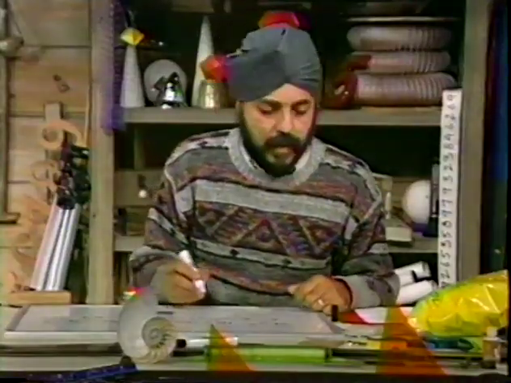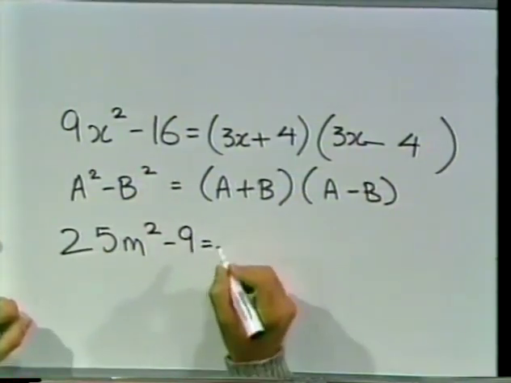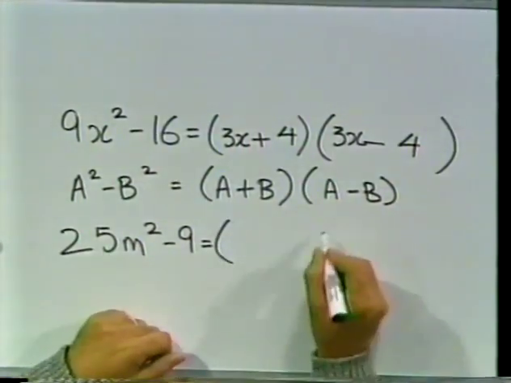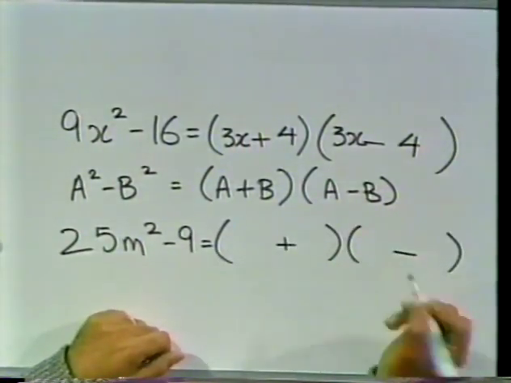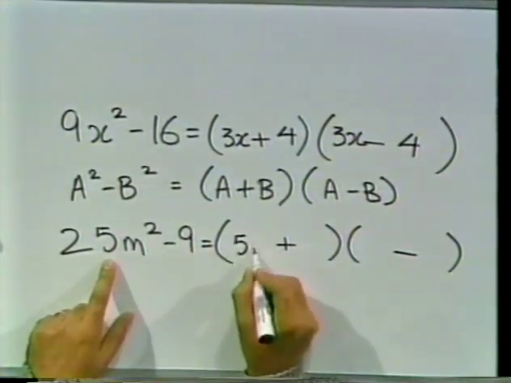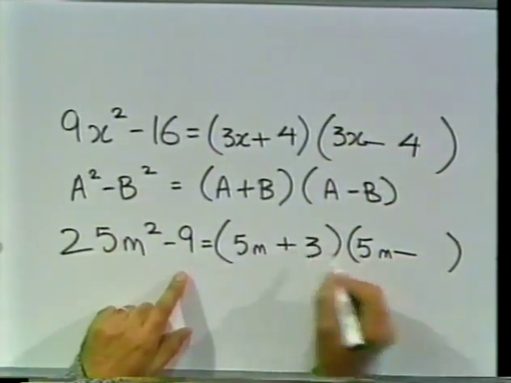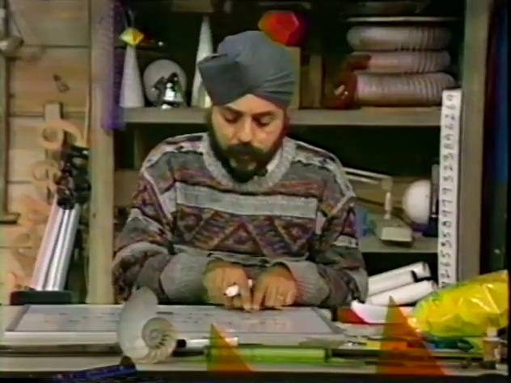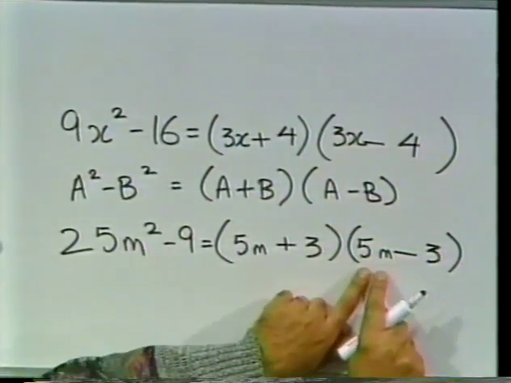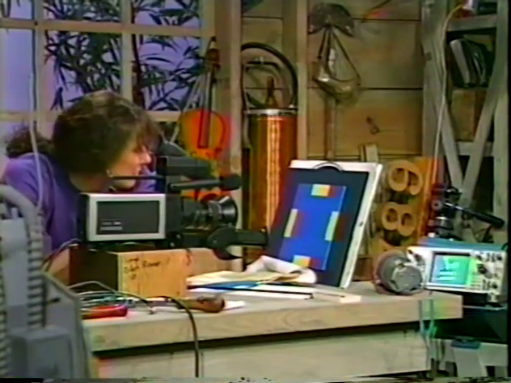Let's try this with another example. 25m squared minus 9. I know from the standard form that the difference of perfect squares will look like this, with a plus and a minus. The root of 25m squared is 5m, put 5m and 5m, and the root of 9 is 3. So the factors of 25m squared minus 9 are 5m plus 3 and 5m minus 3. Don't forget to check your result.